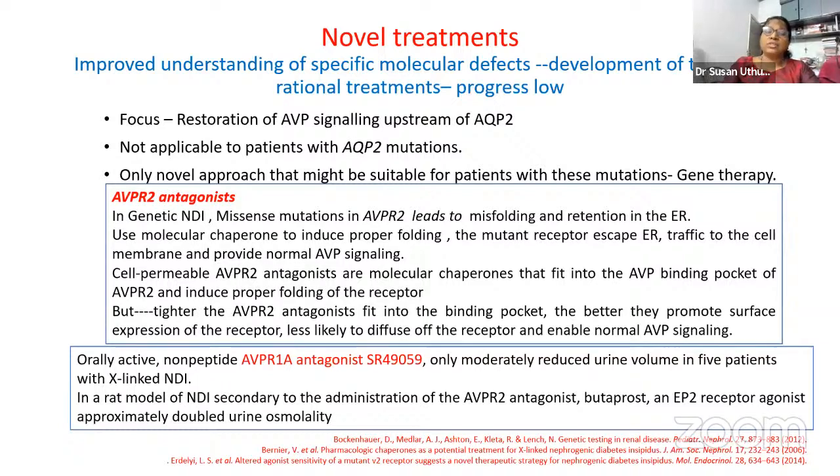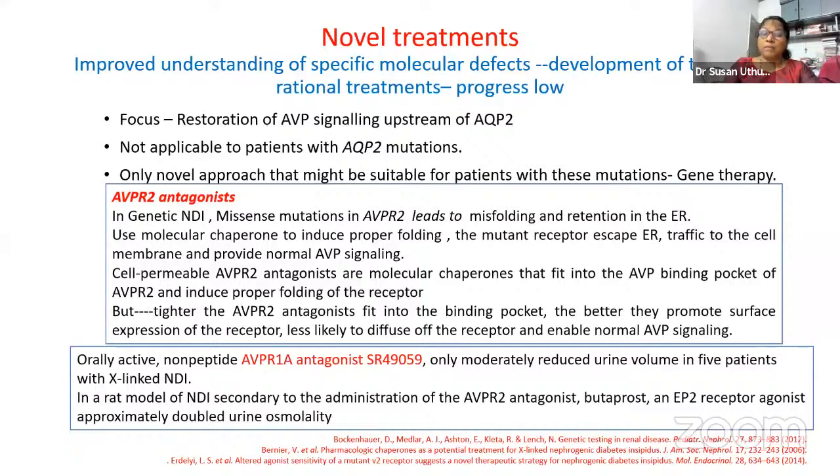The AVP2 receptor antagonist is used in genetic NDI with missense mutations in the AVP2 receptors that lead to misfolding and retention in the ER and degradation. Endoplasmic reticulum associated degradation of the receptor is happening because of the misfolding. So molecular chaperones, which help to induce proper folding, can be tried, and which will have the mutant receptor escape the ER, traffic to the cell membrane, and provide normal signaling.